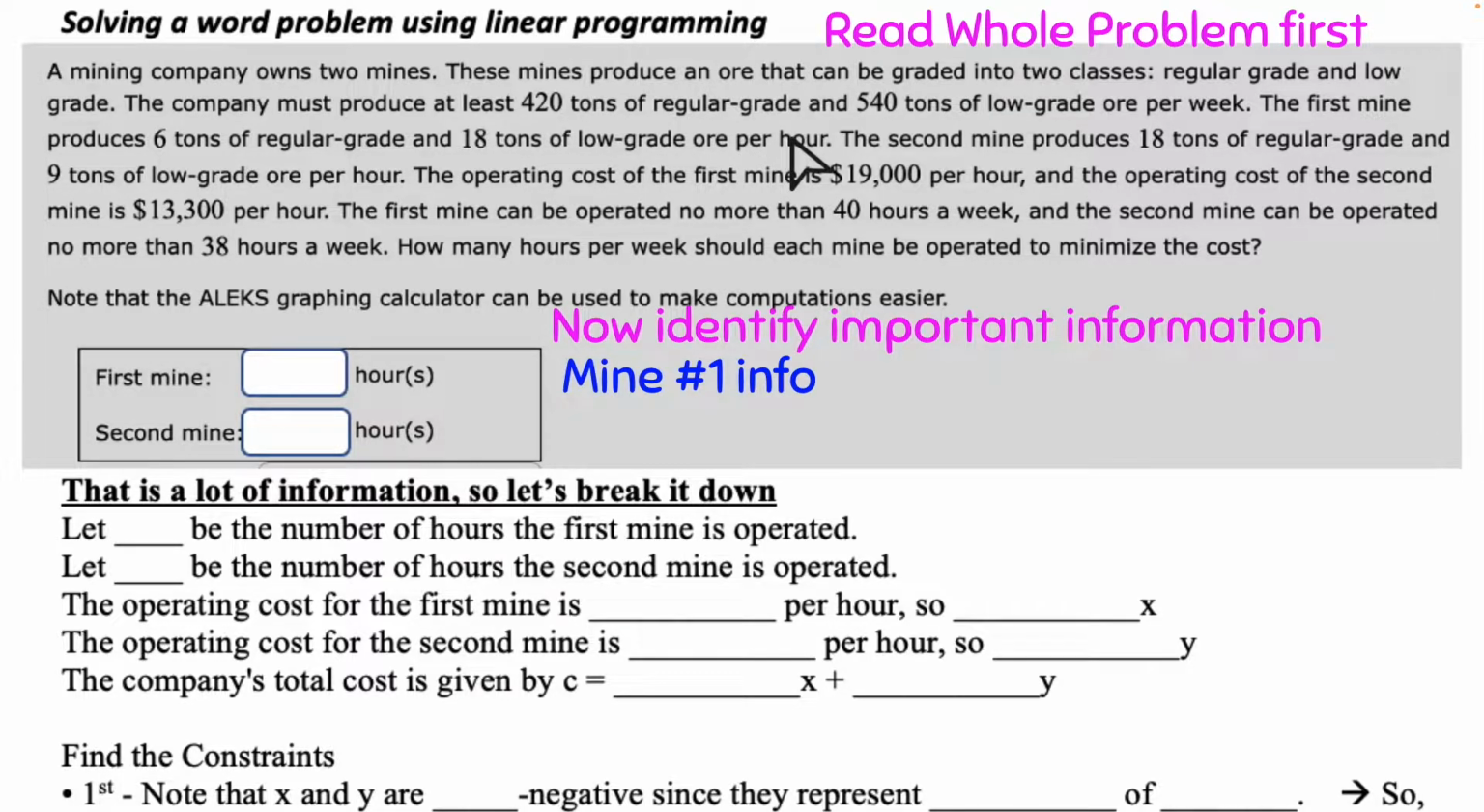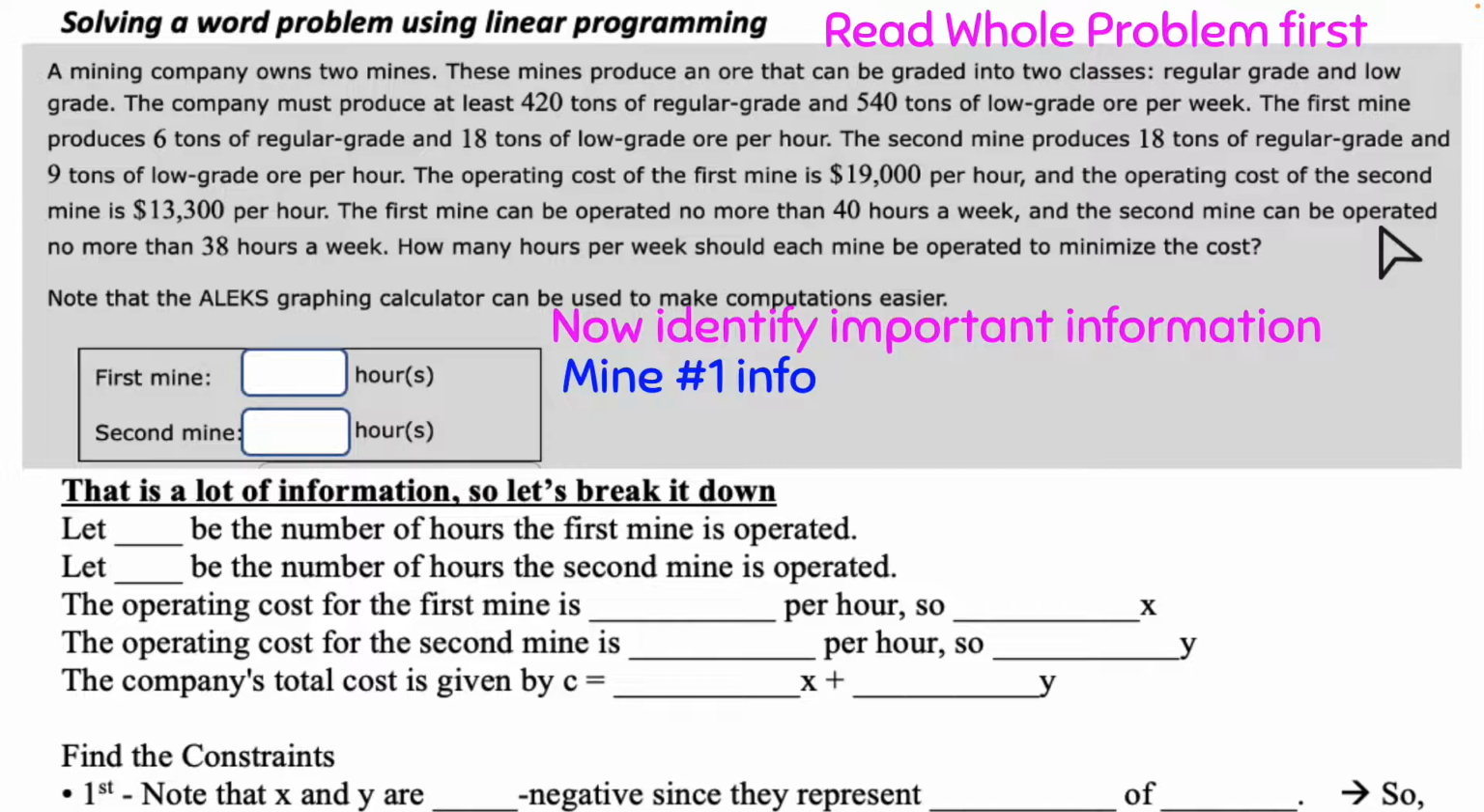The second mine produces 18 tons of regular grade and 9 tons of low grade ore. That's specific to the second mine. The operating cost of the first mine is $19,000 per hour. That's specific to the first one. And the operating cost of the second mine is $13,300 per hour. So that's specific to the second mine. So they're giving us chunks of information in each one. The first mine can be operated no more than 40 hours per week. Again, that's first mine information. And the second mine can be operated no more than 38 hours per week. So that's second mine information.